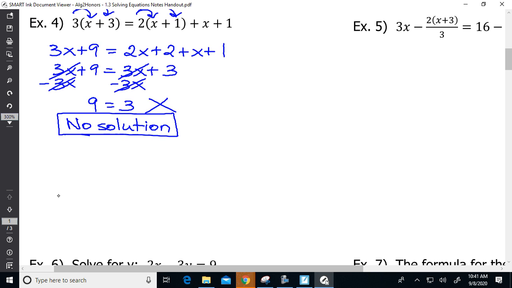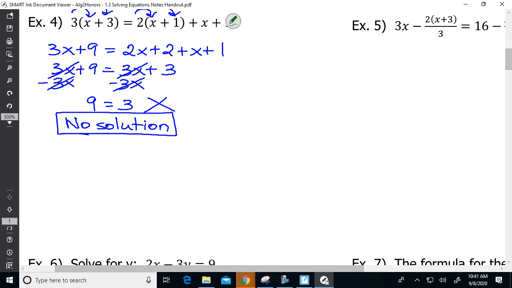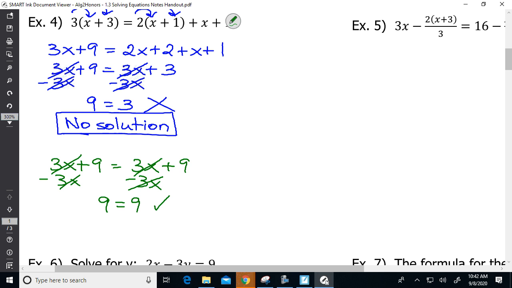The other special scenario of an answer is if both sides were a dead exact match. Number for number, sign for sign. In this case, you subtract 3x, you would have 9 equals 9, which is always true. So that would be infinitely many solutions.